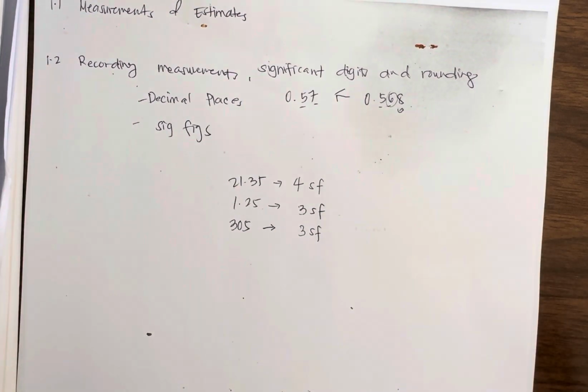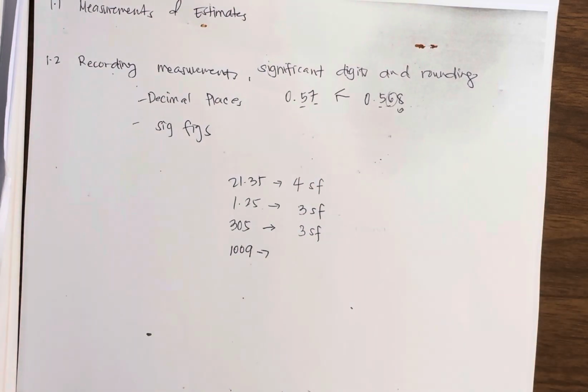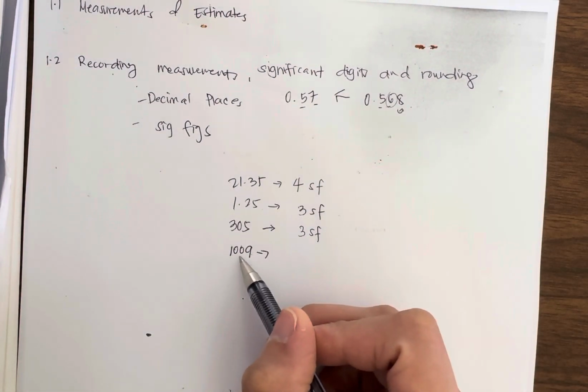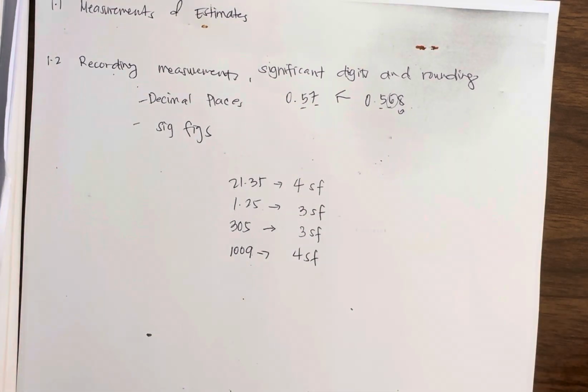Now if you look at 1009, the same rule applies. Both 1 and 9 are significant. The zeros are sandwiched, hence you count them. So you should have 4 significant figures.